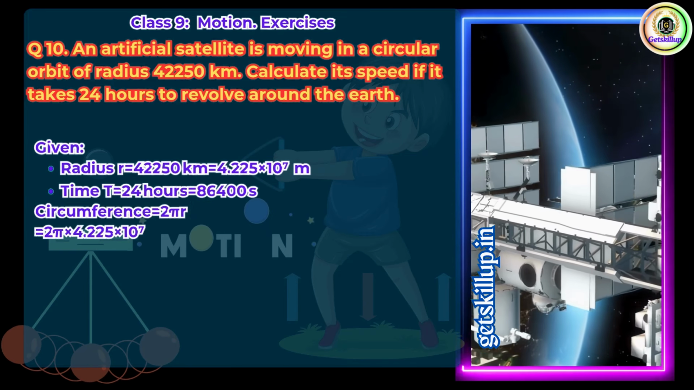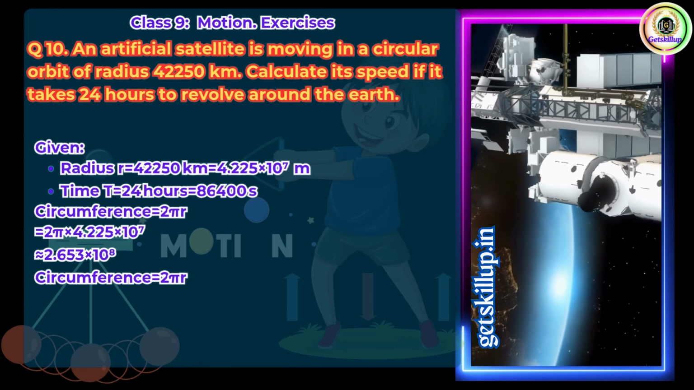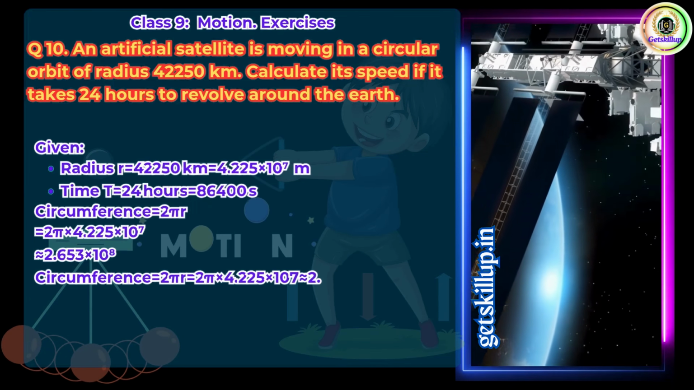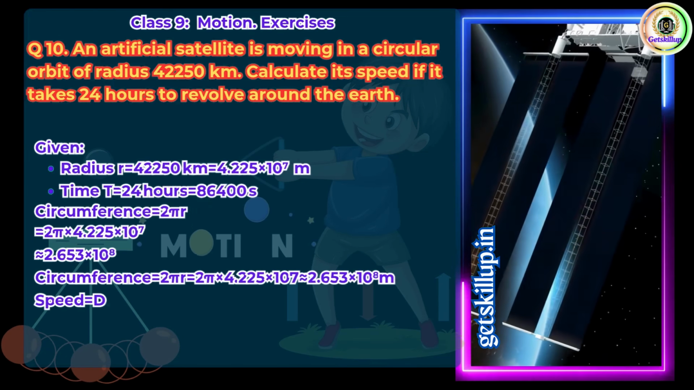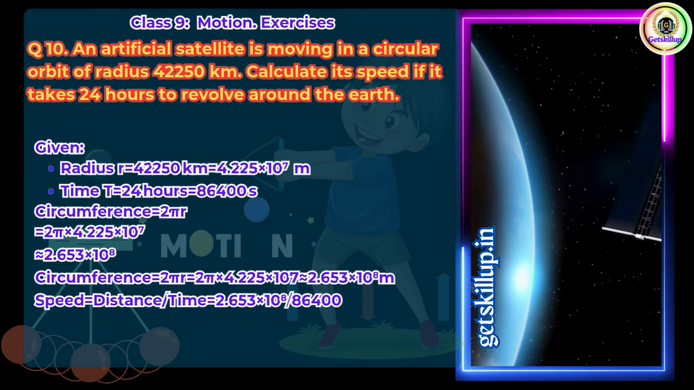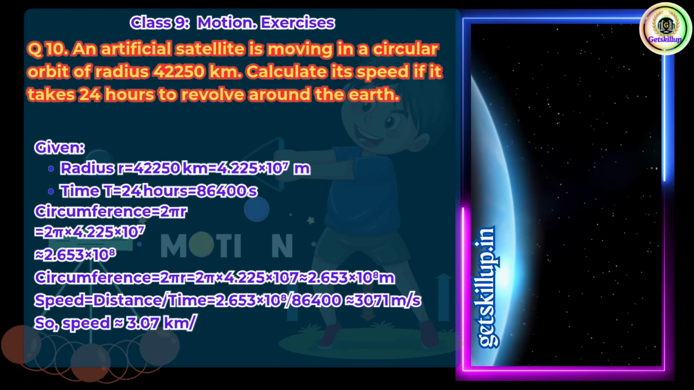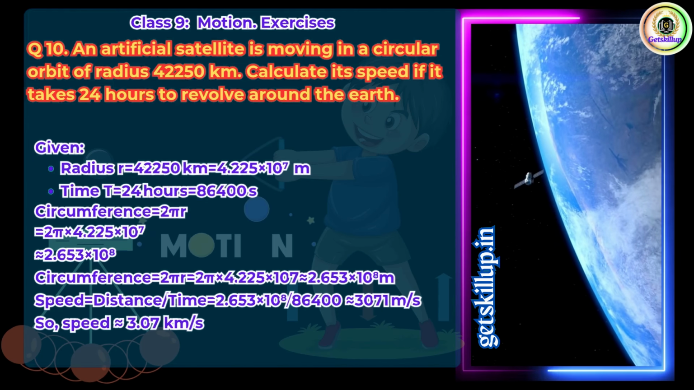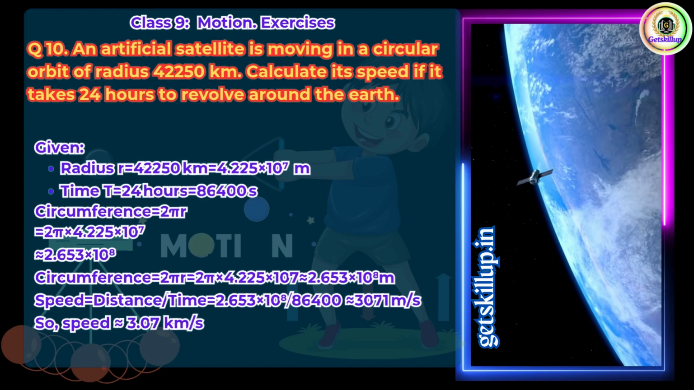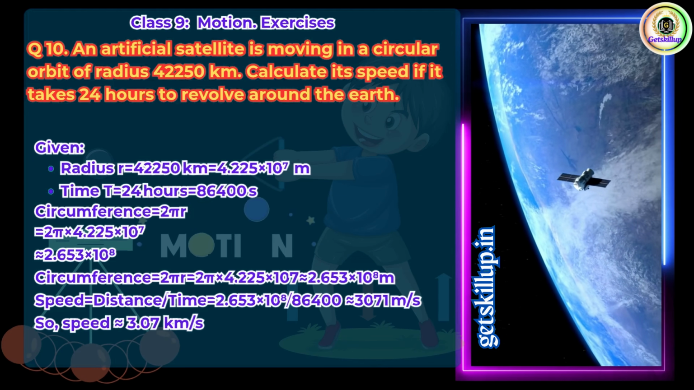Circumference equals 2 pi r, which is 2 pi into 4.225 into 10 to the power of 7, which is approximately equal to 2.653 into 10 to the power of 8 meter. Speed equals distance divided by time, which is equal to 2.653 into 10 to the power of 8 divided by 86,400 seconds, which is approximately equal to 3071 meter per second. So, speed equals 3.01 km per second.